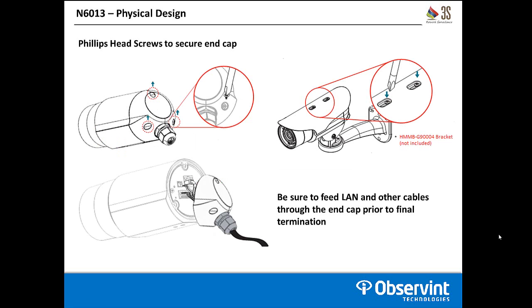To make your physical connections on this camera, an end cap has to be removed off the back of the camera. That's secured in place by 3 Phillips head screws. Once you remove those screws, the whole end cap piece is going to come off the back end. One thing to note is to be sure to feed all your cables through that end cap and the conduit plug there prior to final termination.